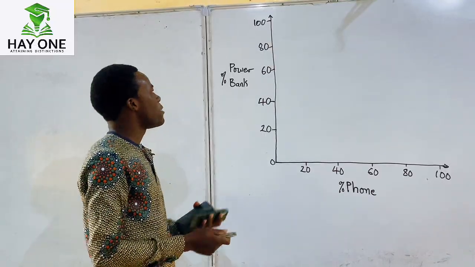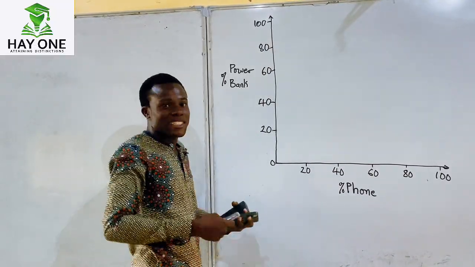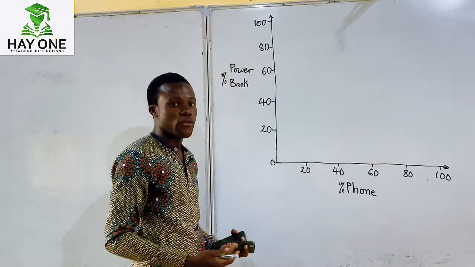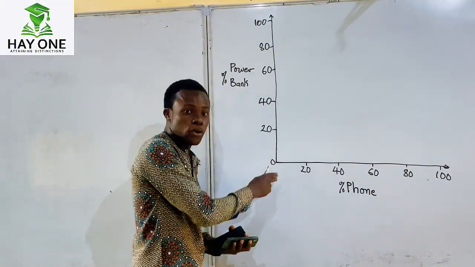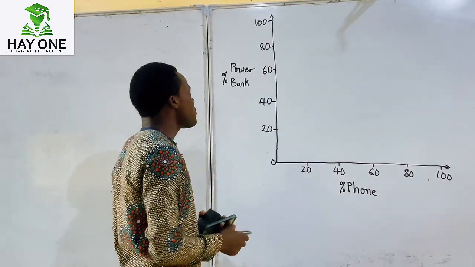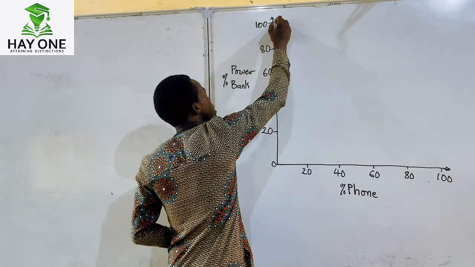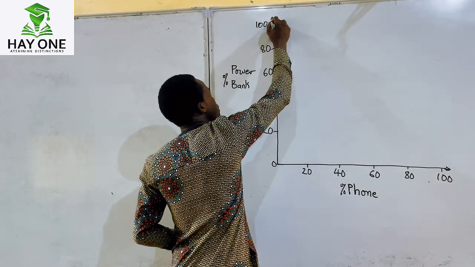Now, let's assume the percentage of power bank is 100. Then it means, let's assume at that moment you have not plugged in your phone. So the consumption for phone will be 0. That is when your phone is at 0%. So that will be here. Let's put an asterisk and mark the point.